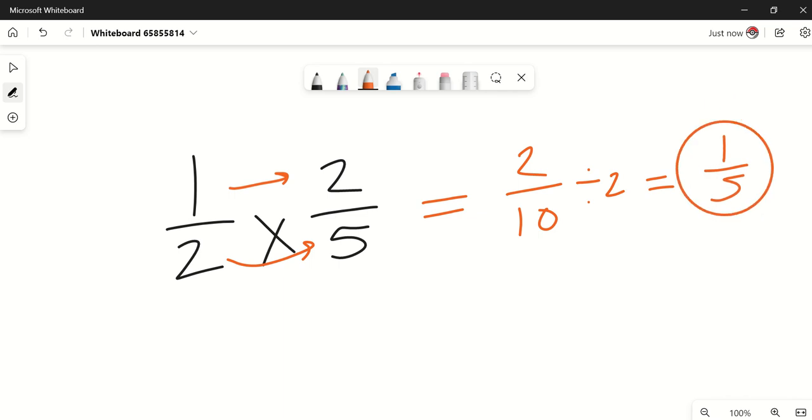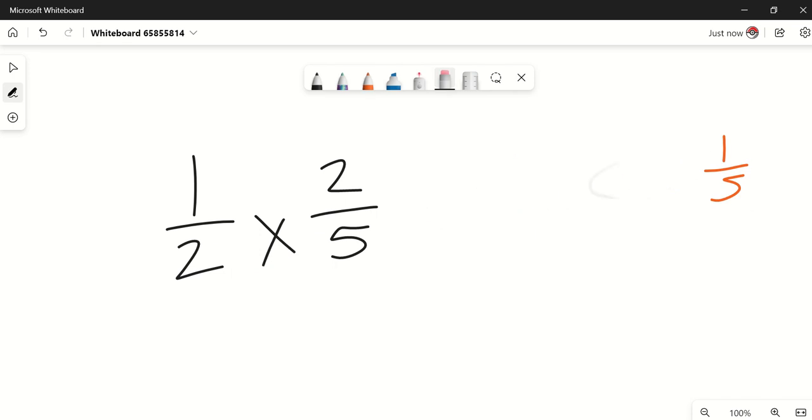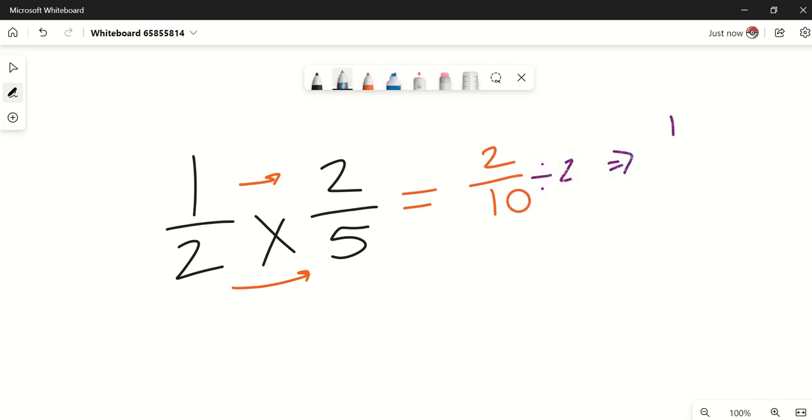Now, I'm going to show you guys a different concept. So there is actually going to be something taught here different than what you've learned. This is going to be called cross simplification. Now, this is where you are going to look at the numbers that are diagonal from each other and see if they have a common factor. Now let me put the work that I just did here again so I can show you. This equaled 2/10, and then we simplified it down to 1/5.